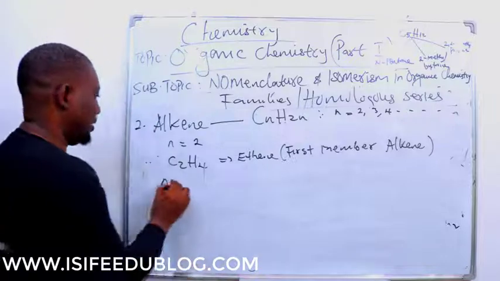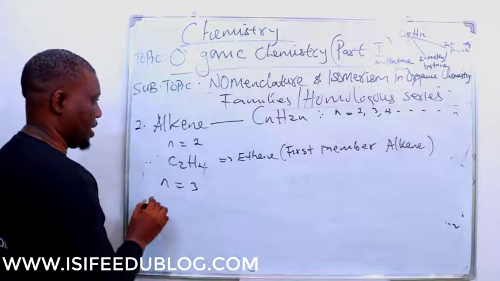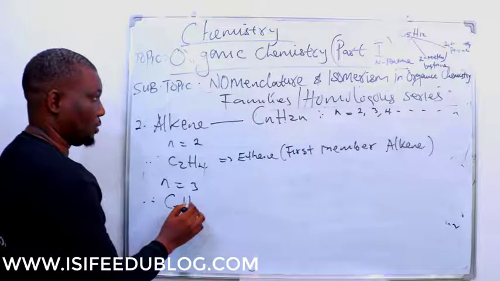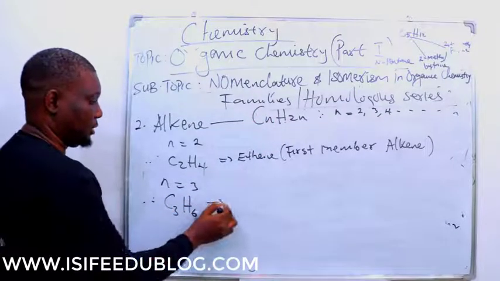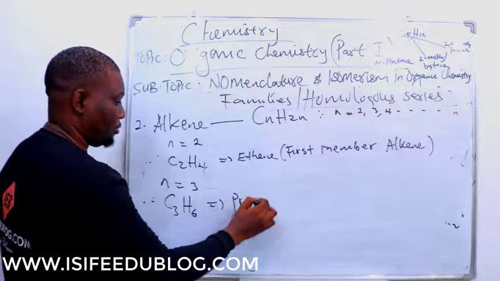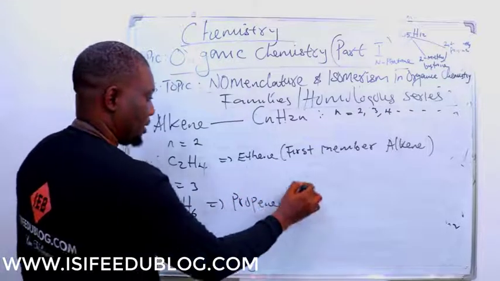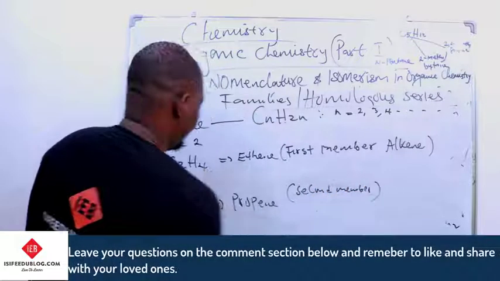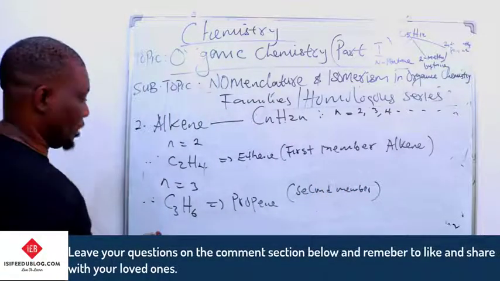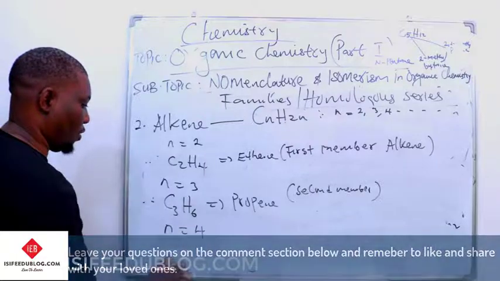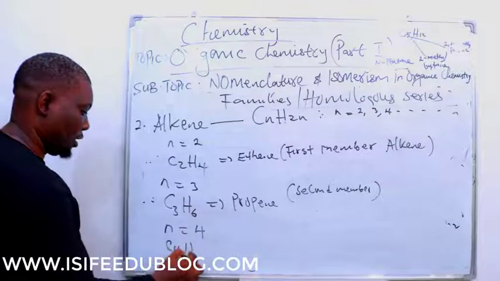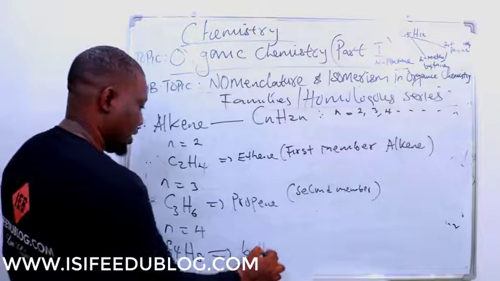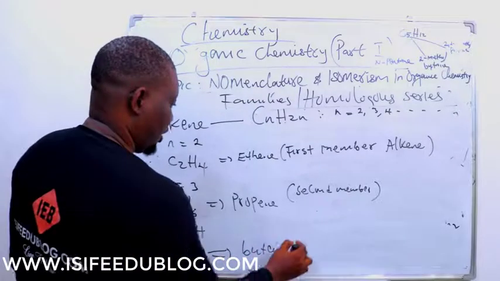Okay. Then if n is equal to 3, I'll see this n here to be 3 now. C3H what? H6. And this is going to be my what? Propene. Propene will be the second member here. And then the last one, n is equal to 4, which is C4H what? 8. And this is going to be my what? Butene is member 3, or third member.